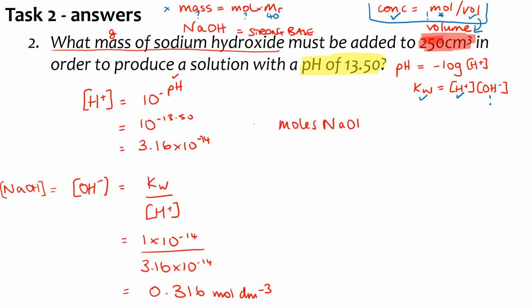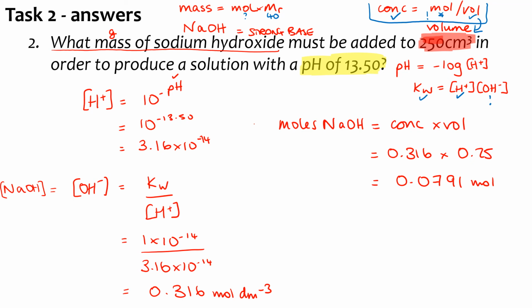Moles of NaOH is equal to concentration times volume. We've just worked out the concentration, and the volume is 0.25, so that's the 250 centimeters cubed divided by 1,000. So the moles of sodium hydroxide is going to be 0.0791 moles. Everything I'm doing here is to 3 sig figs just for ease. I am using the numbers in the calculator though each time for the calculation. So now we can go on to looking at our final bit of the puzzle.